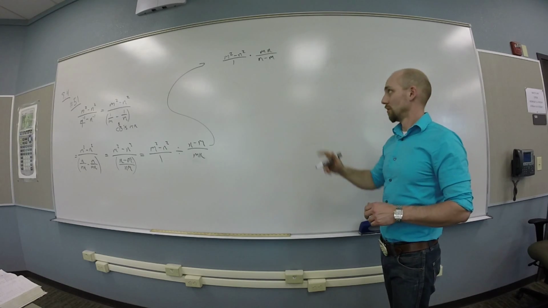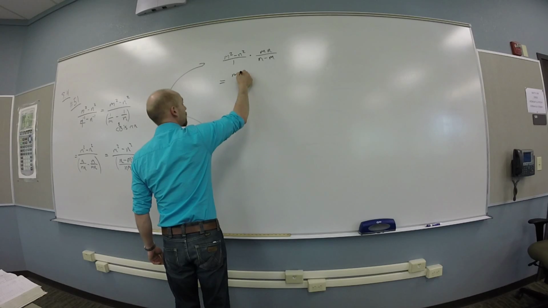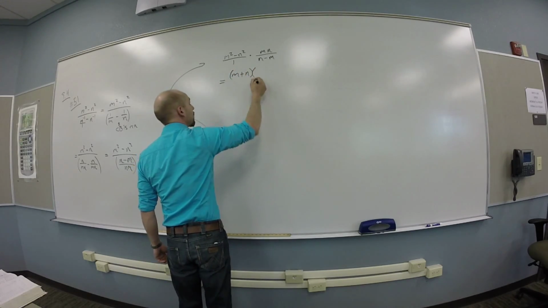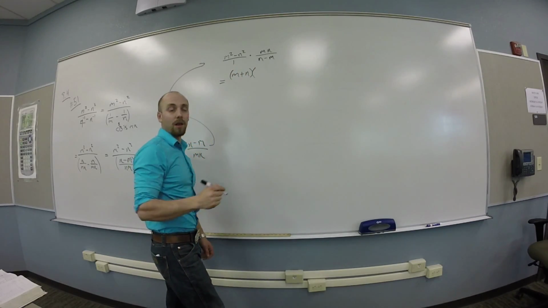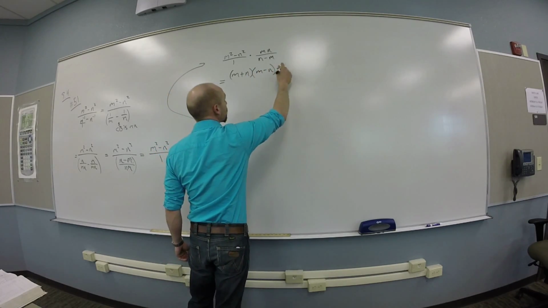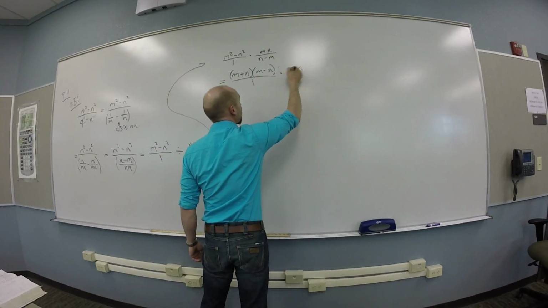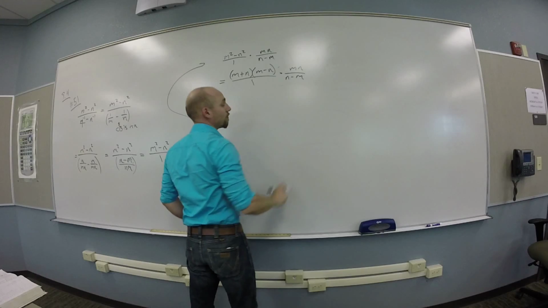Hit that with difference of squares. Top left is difference of squares. So that's m plus n times m minus n over 1 times mn over n minus m.